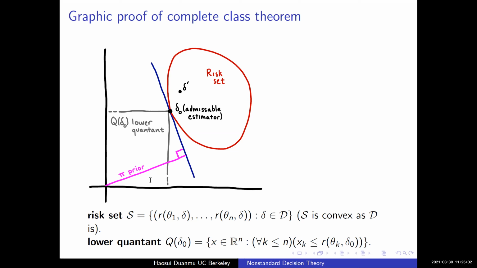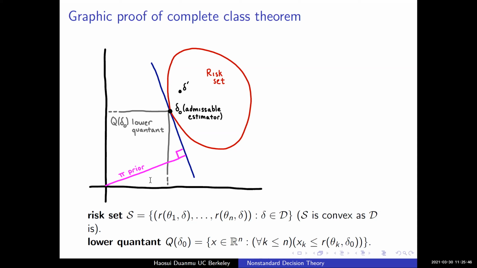On the other hand, given a decision procedure delta zero, I could consider its lower quadrant, which is the collection of all points in n-dimensional Euclidean space such that each coordinate of the point is less than or equal to the risk of delta zero at the corresponding theta k. This set is of course a convex set. So if delta zero is admissible or extended admissible, its risk vector will be on the lower boundary of the risk set. In particular, its lower quadrant will only intersect the risk set at one point, namely the risk vector of delta zero.